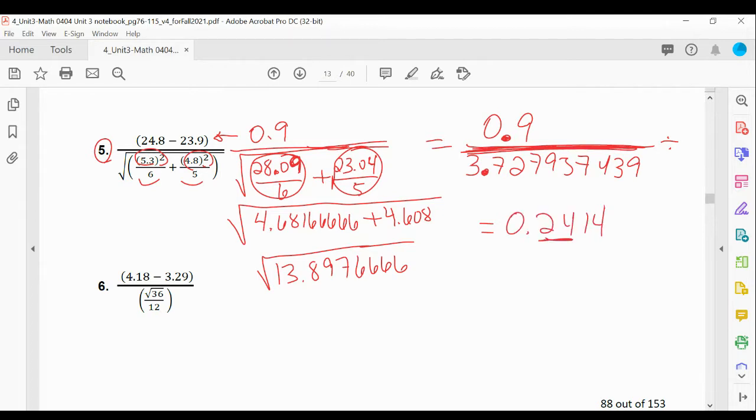0.2414. Again, if we're rounding to 2 decimal places, I underline 2 decimals and look at my third decimal. If that's 5 or higher, this rounds up; otherwise it stays at 0.24. Okay? So those are 2 examples here from this page.